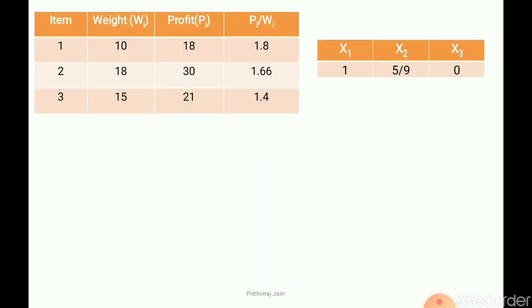Next, we found the values of x1, x2, x3. So x1 equal to 1, x2 equal to 5 by 9, and x3 we got as 0. First we will check whether the total weight exceeds the capacity of the knapsack or not, by substituting the values of weights W1, W2 and W3. We will get the value as 20. So 20 is less than or equal to 20, so it does not exceed the capacity of the knapsack.